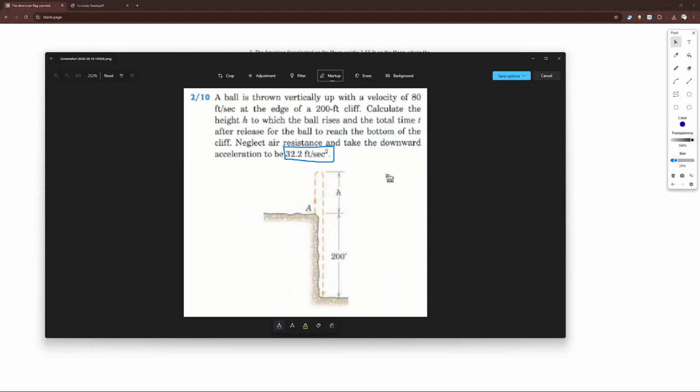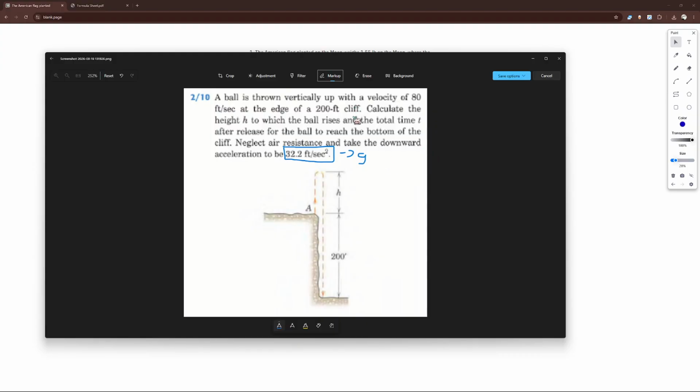This, by the way, is an important number to know. This is gravity in imperial. So you should have this memorized. Like gravity in metric is 9.81 meters per second squared. You should have this one memorized as well: 32.2 feet per second squared. That is gravity. Okay, you should know that by heart.